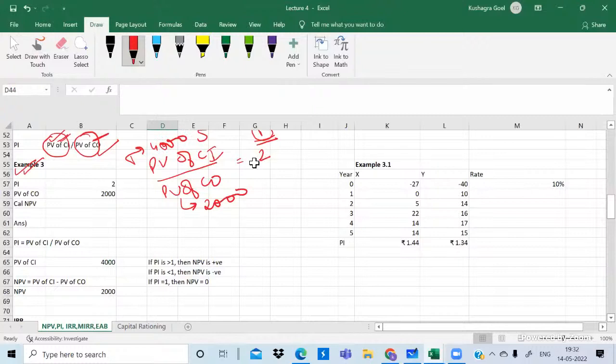Any questions till here? How do you calculate your present value of cash inflows? So present value of cash inflow is 4000. I've done the same calculation over here. Present value of cash inflows is 4000. Any doubt till here?